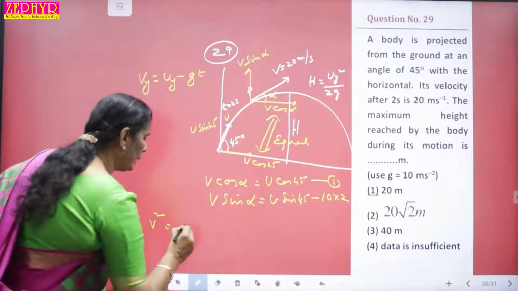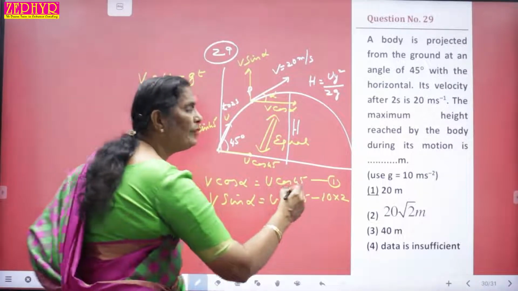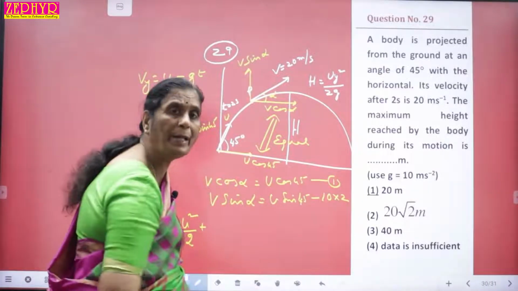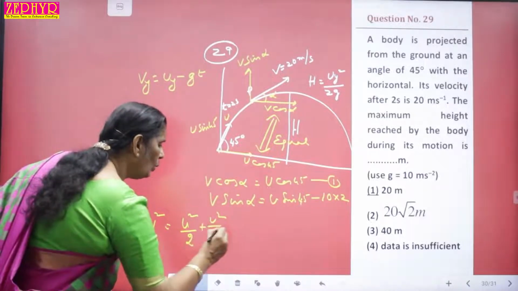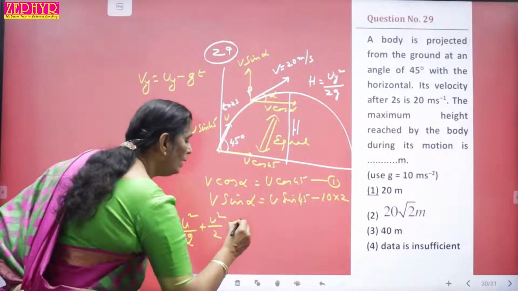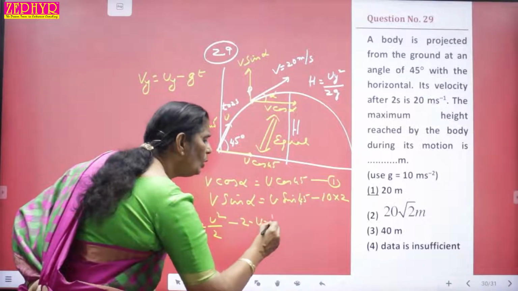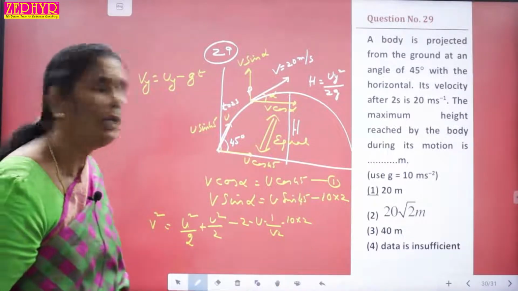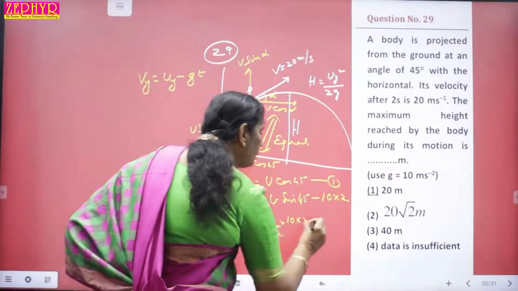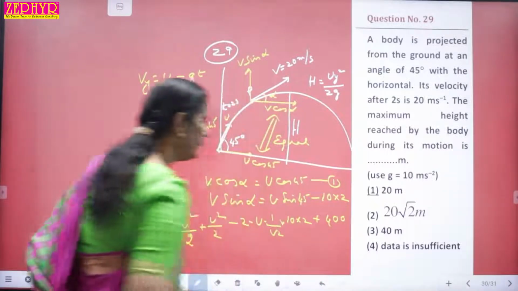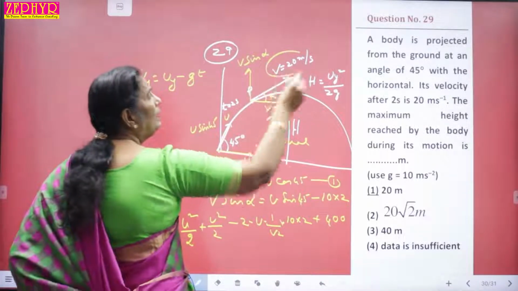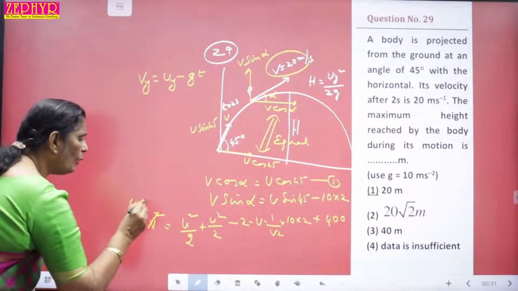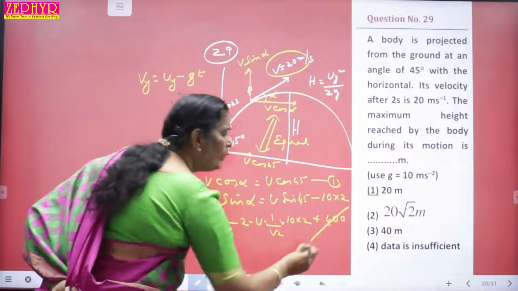Is equal to, this side has to be squared: u square cos 45 square, so that will be 1 by root 2, plus this is a minus b the whole square. Be careful. Again u square by 2, minus 2 into u into 1 by root 2 into 10 into 2, that is 2ab, plus 400, correct. But what is v? V is 200. When we substitute that 200 here, what do we put? 200 square is 400, so this 400 gets cancelled.